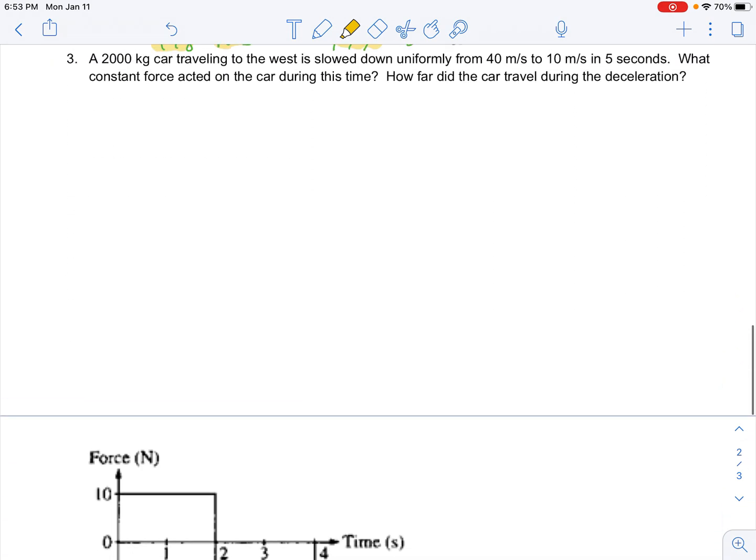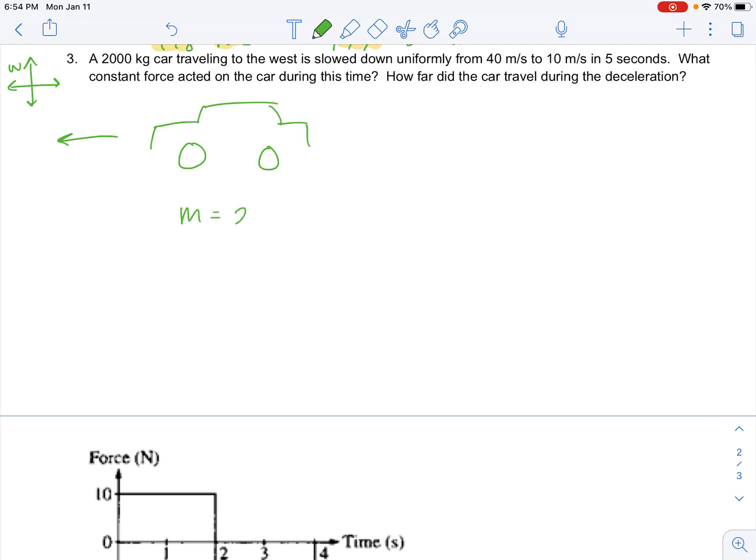Let's try another example. A 2,000 kilogram car traveling to the west is slowed down uniformly from 40 meters per second to 10 meters per second in 5 seconds. What constant force acted on the car during this time? How far did the car travel during the deceleration? Okay, so I'm going to draw the car. The car is traveling west, which is in our cardinal directions to the left.